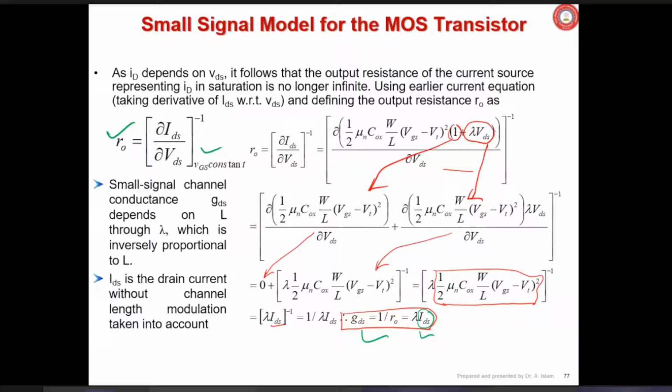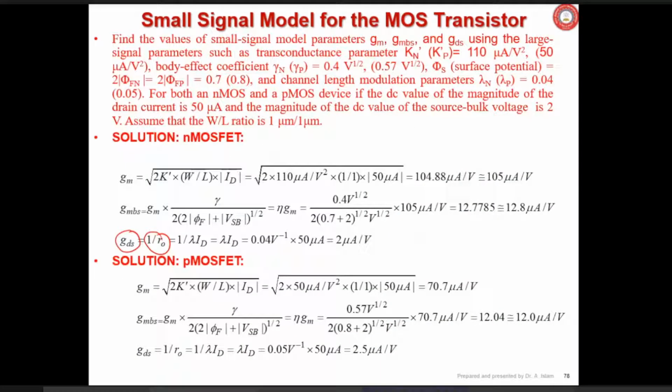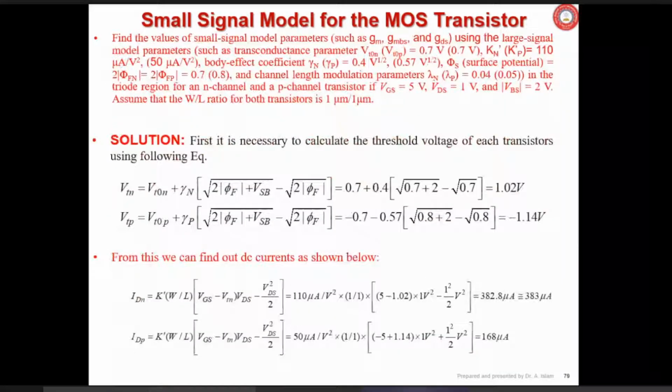So based on the understanding of GM, GMBS, etc., some numericals are given. Take the snapshot and try to understand. It is solved, so you will not have any problem. This question was there and its solution is here. Okay, should I go to the next slide? Another numerical is here.